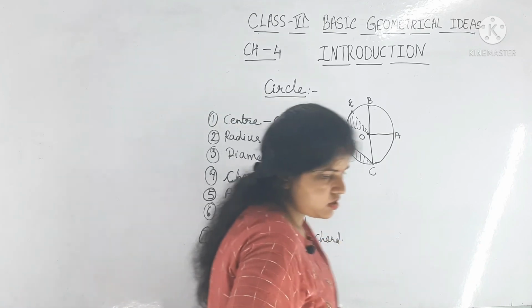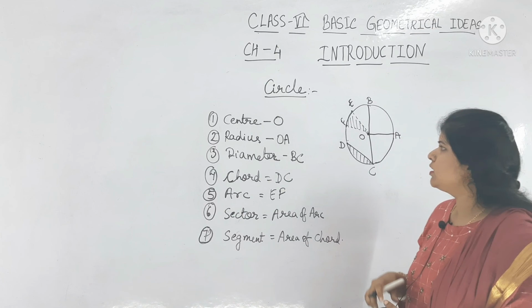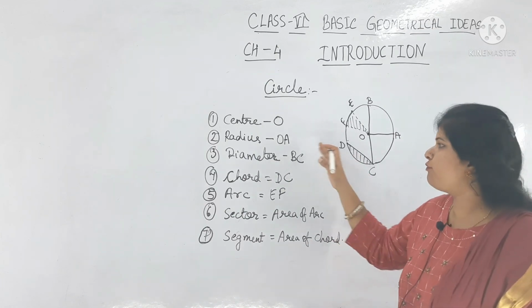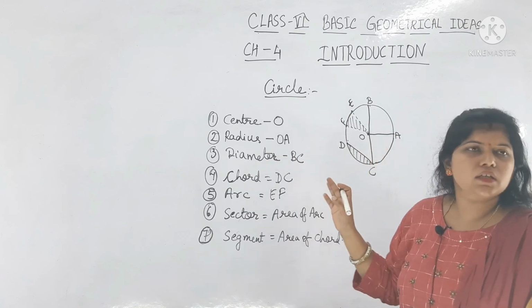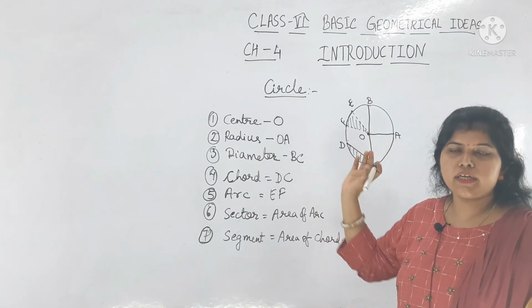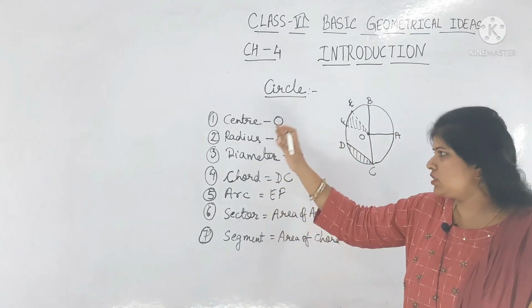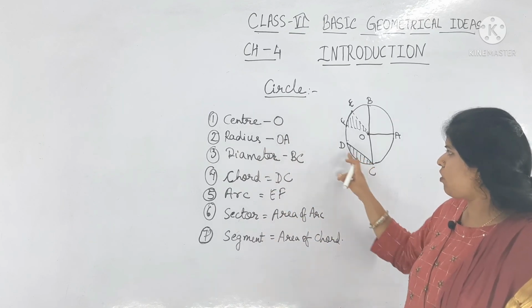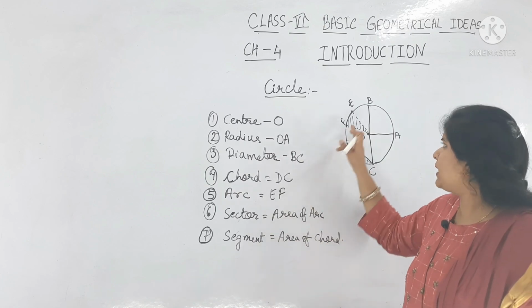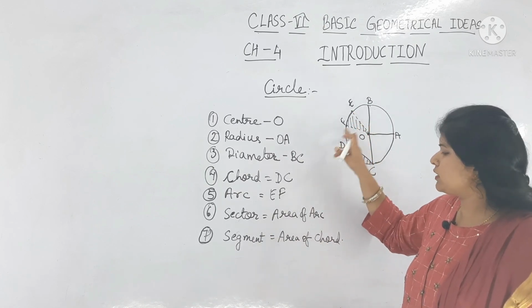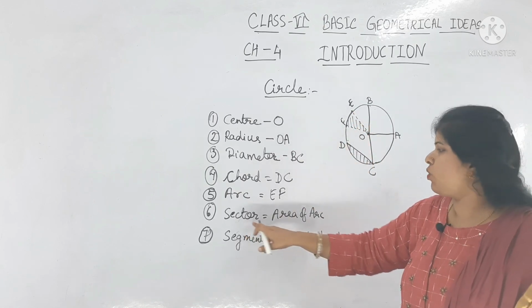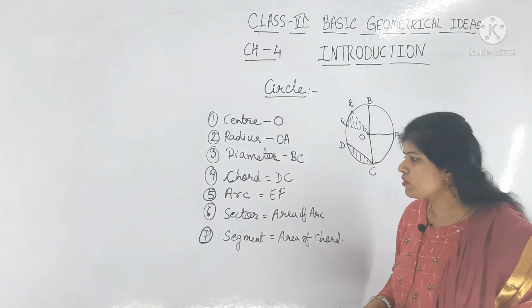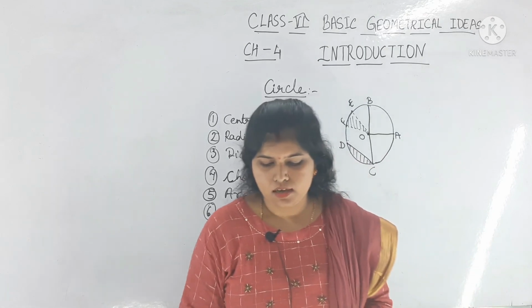Okay, so this is the introduction about the circle. The question is like this: you have to point out what is the radius, diameter, chord, arc. These are the terms used in the circle. This is the area of a chord, that is the segment, and that is the area of an arc, that is called a sector. So this is about the circle, and this is the last topic I told you.